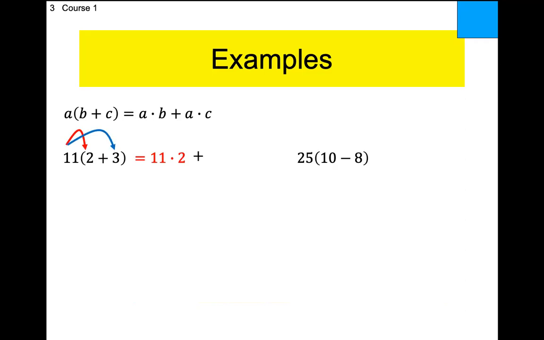Or 11 times 3. Remember, it's commutative, so we can do it in any order. 11 times 3, you can do that in your head, write the answer. If not, write 11 times 3. Why did I put a plus, not a minus? Because I'm adding on this one.